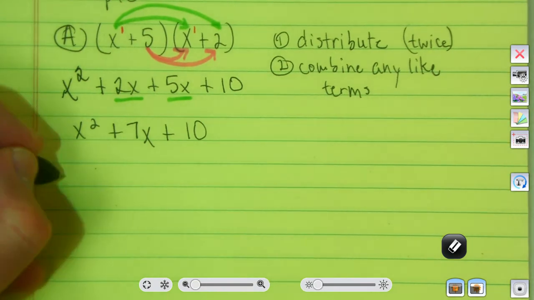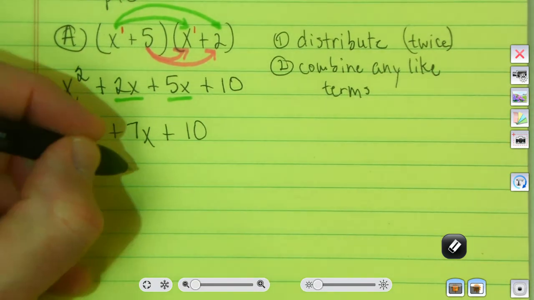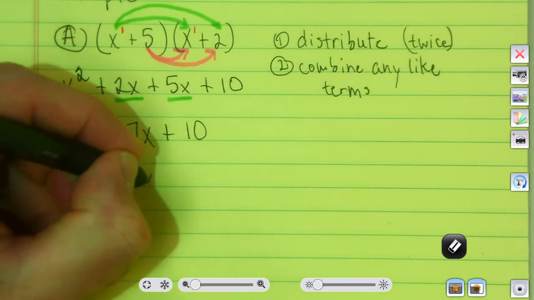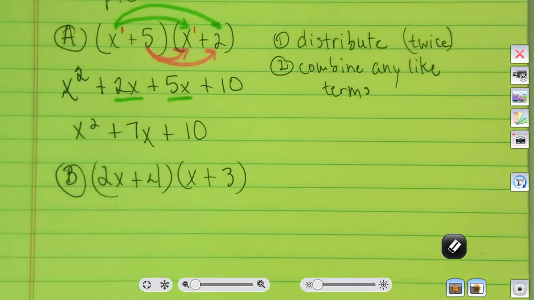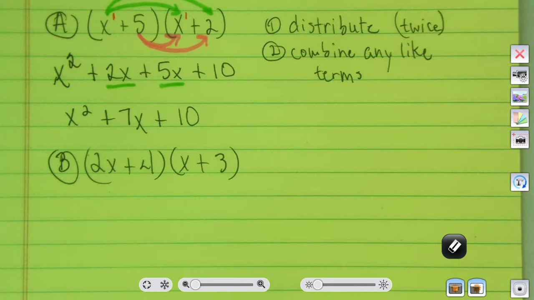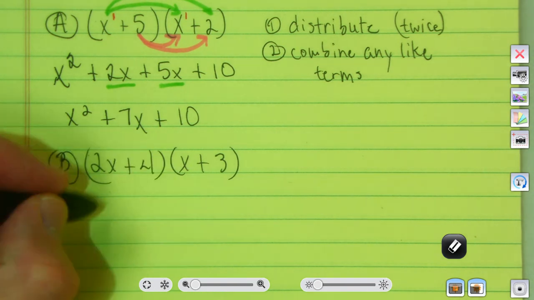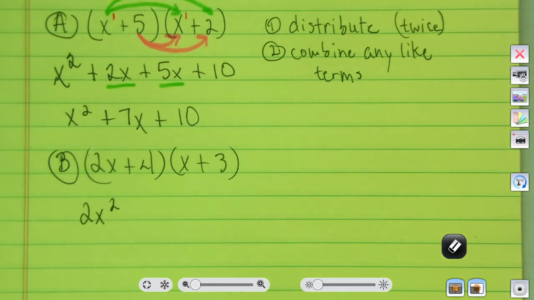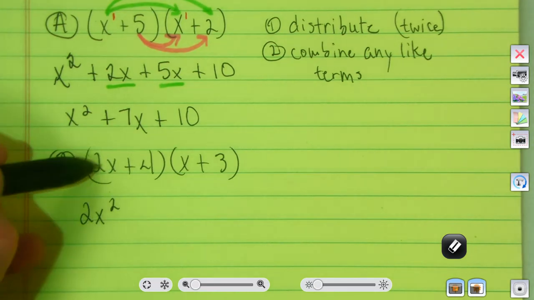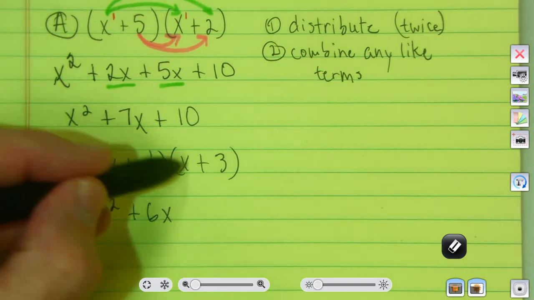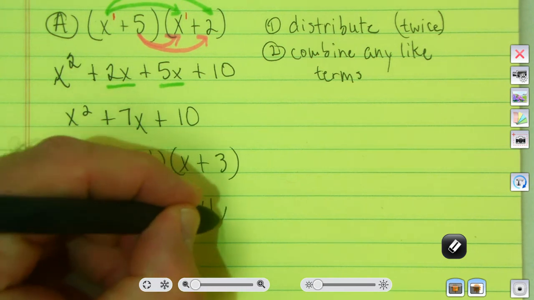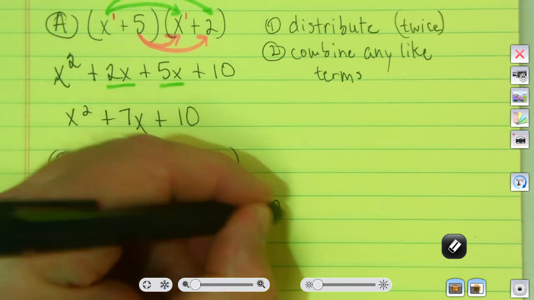Let's look at a second example, the B portion of example 1. You write this down, please. (2x + 4)(x + 3). Really, I'm just using everything I've already learned. So I'm going to multiply 2x times x, so that's 2x squared. Then I'll multiply 2x times 3, that's plus 6x. Then 4 times x, so that's plus 4x. 4 times 3, which is 12.